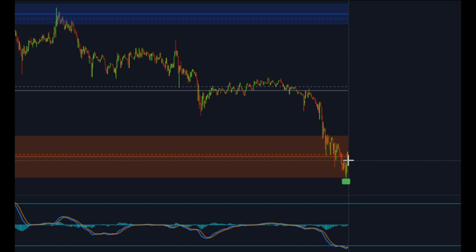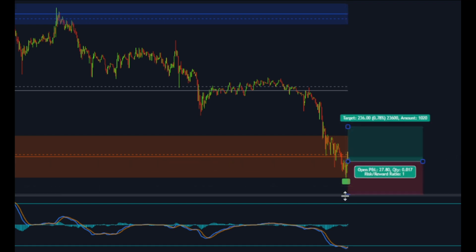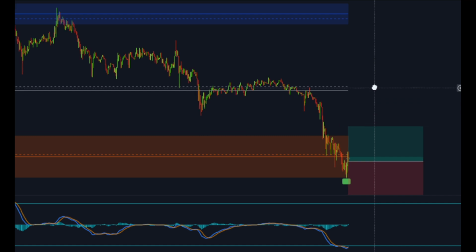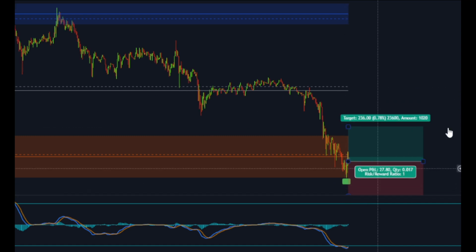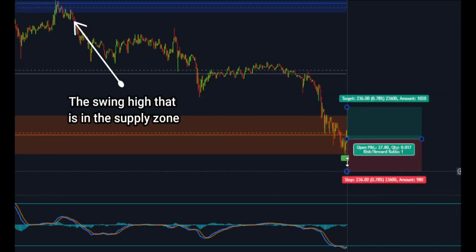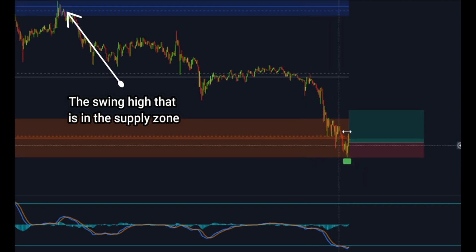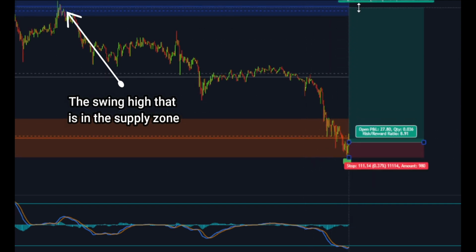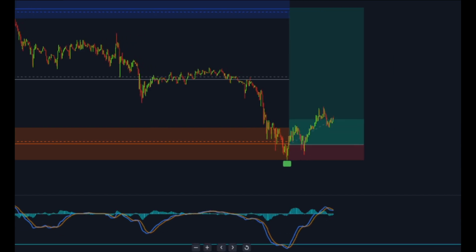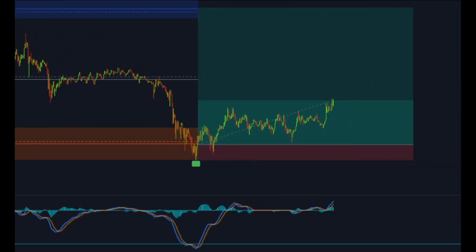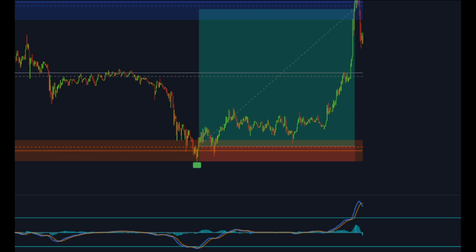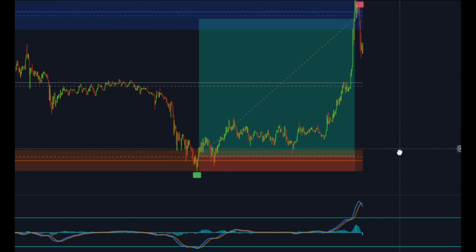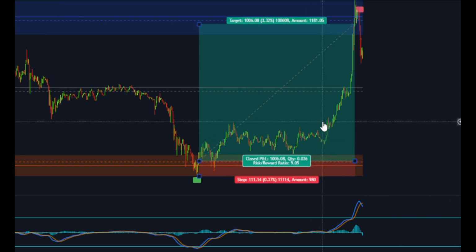We set our stop loss at the closest swing low. And we are going to place our take profit at swing high, which is in the supply zone. We see that it was a winning trade, and with an incredible risk-reward ratio.